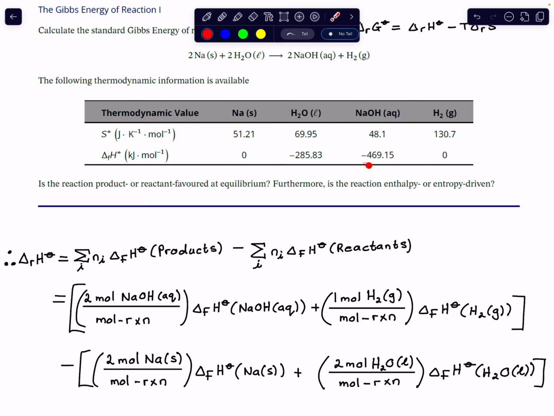So for sodium hydroxide, it's minus 469.15. For hydrogen, it's of course 0, because enthalpies of formation for pure elements in their standard state are 0, and hydrogen gas is in its standard state. Sodium metal is also in its standard state, so it's 0. Water liquid is a compound, not a pure element, my apologies, so it will have an enthalpy of formation. So there we go.